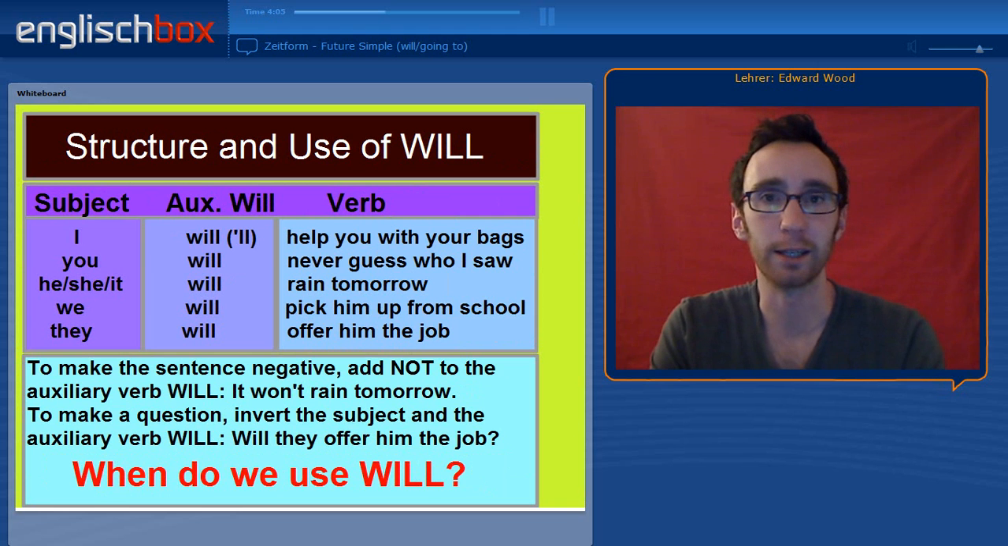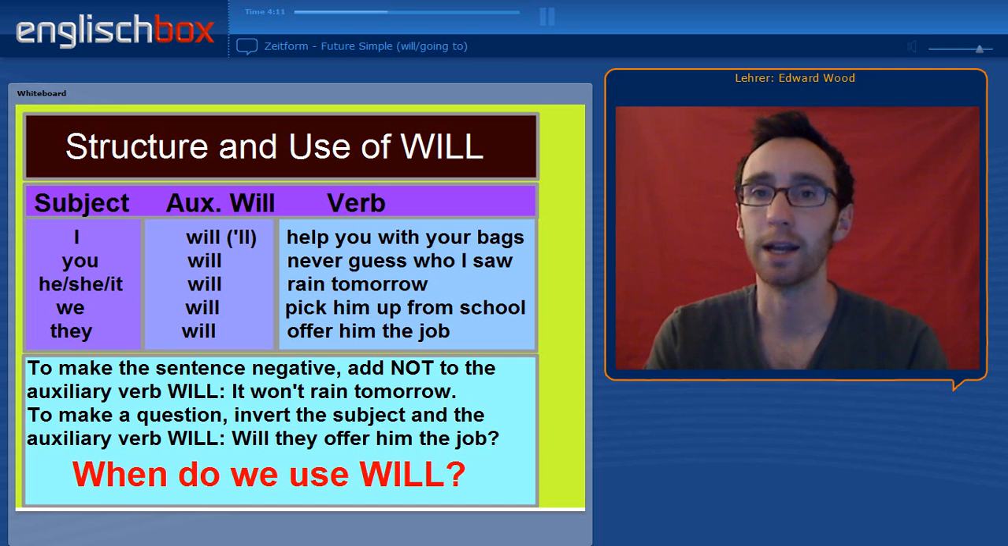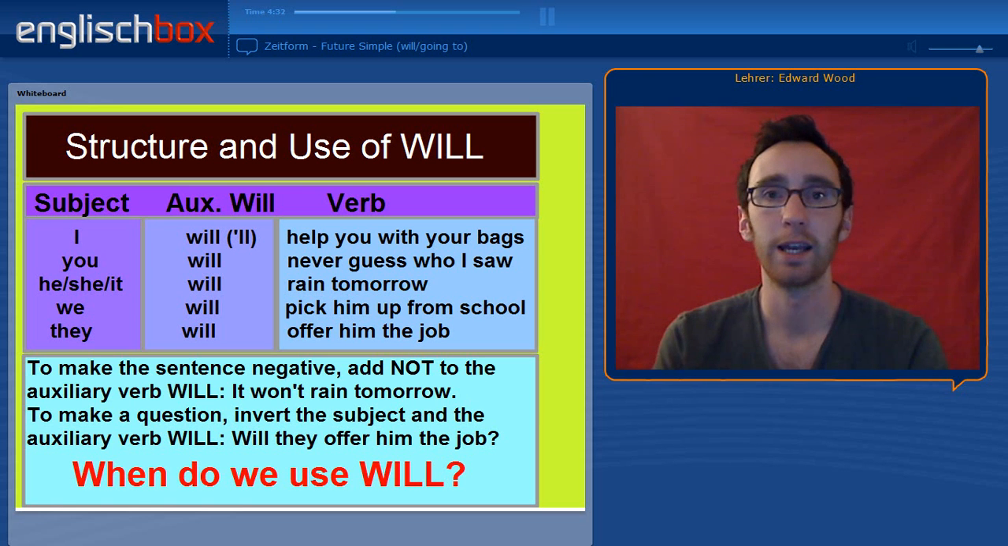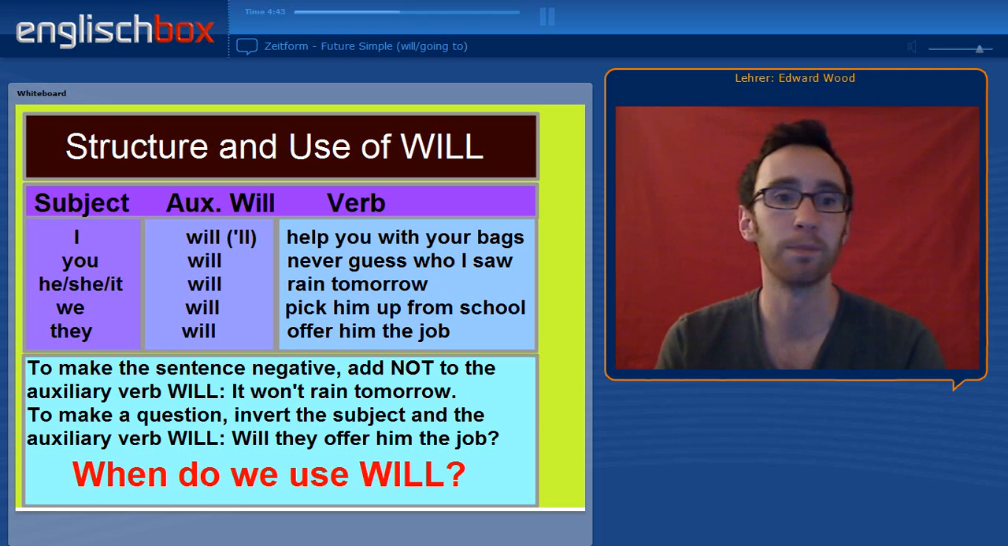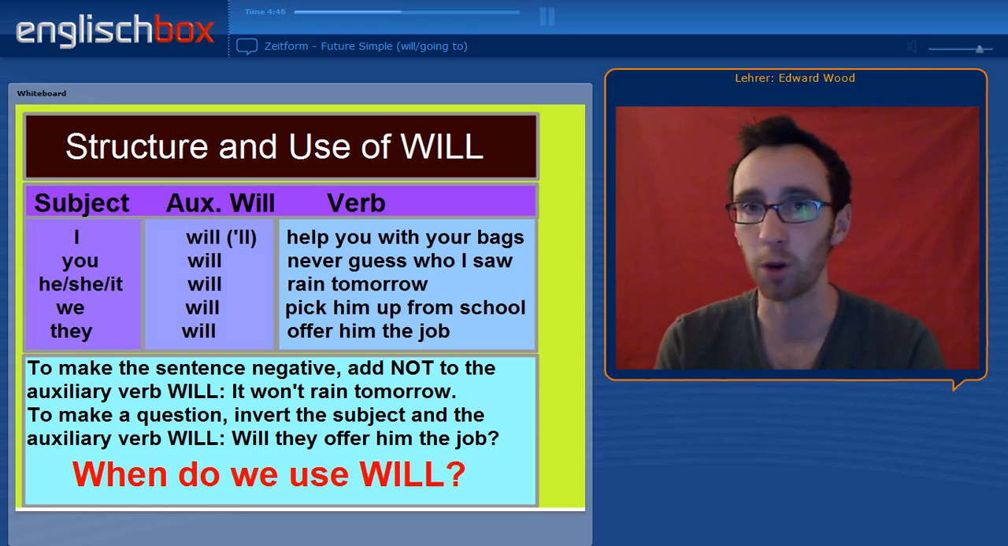What about will plus the infinitive? First of all, we have the structure: the subject, then the auxiliary verb will, and then the main verb. I will help you with your bags, for example, or you will never guess who I saw. Again, it's very common to use the contracted form 'll: I'll, you'll, he'll, we'll, or they'll. In fact, it sounds quite unnatural if you don't use this contracted form, so it's very important. I'll help you with your bags, you'll never guess who I saw, it'll rain tomorrow, we'll pick him up from school, or they'll offer him the job.